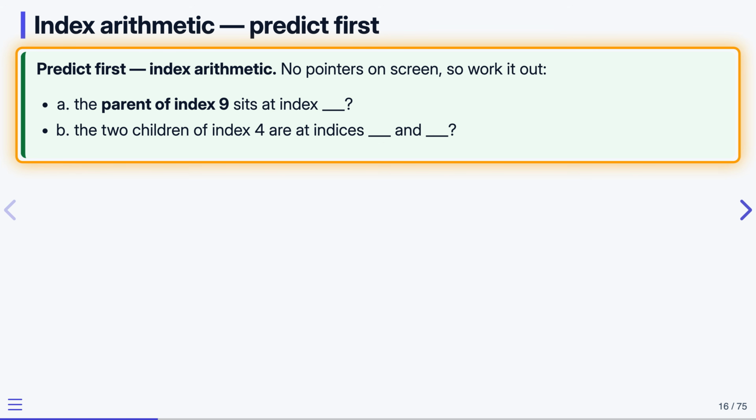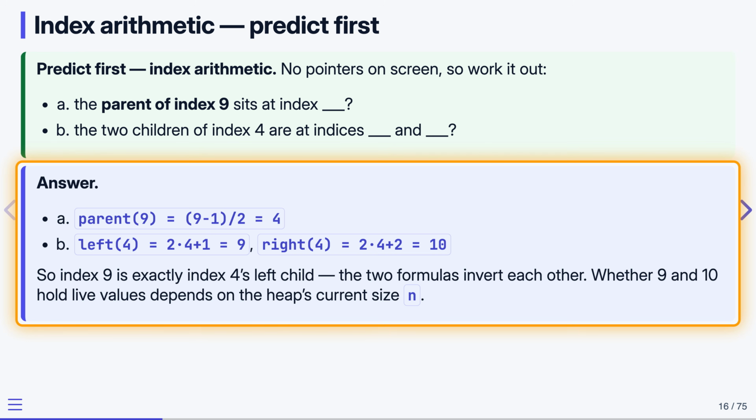Let's predict first. There are no pointers on screen, so work it out from the formulas. Part A, the parent of index 9 sits at which index? Part B, the two children of index 4 are at which indices? Pause here. Here is the answer.